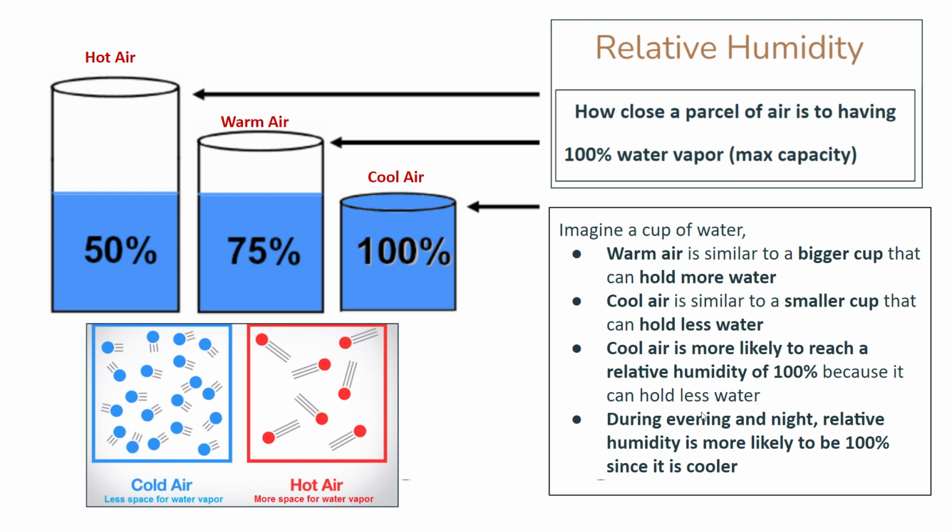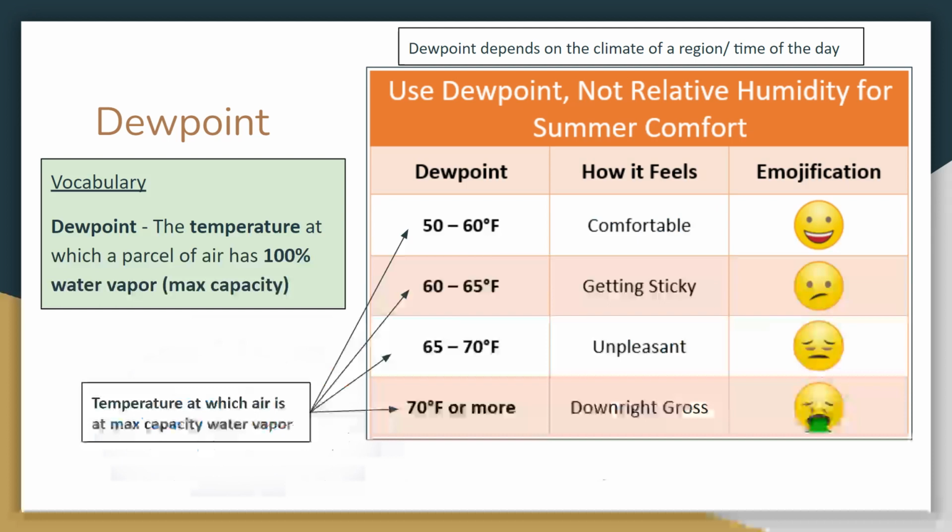That's why during evening and nighttime, when the temperature is a little cooler, relative humidity is more likely to be 100% during those times. So, when we have cooler air, we know it's much easier to go towards 100% relative humidity. So, what is dew point? We said relative humidity is a percentage, how close we are to being at 100% capacity for water vapor.